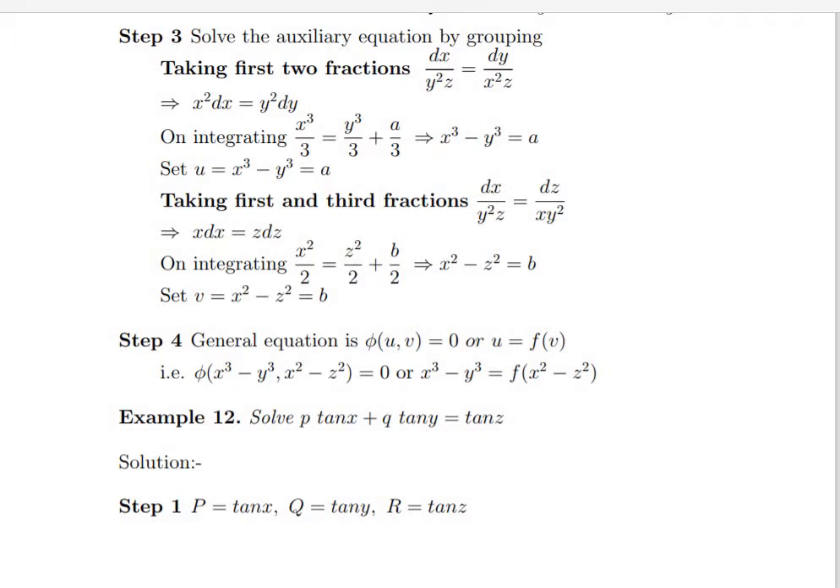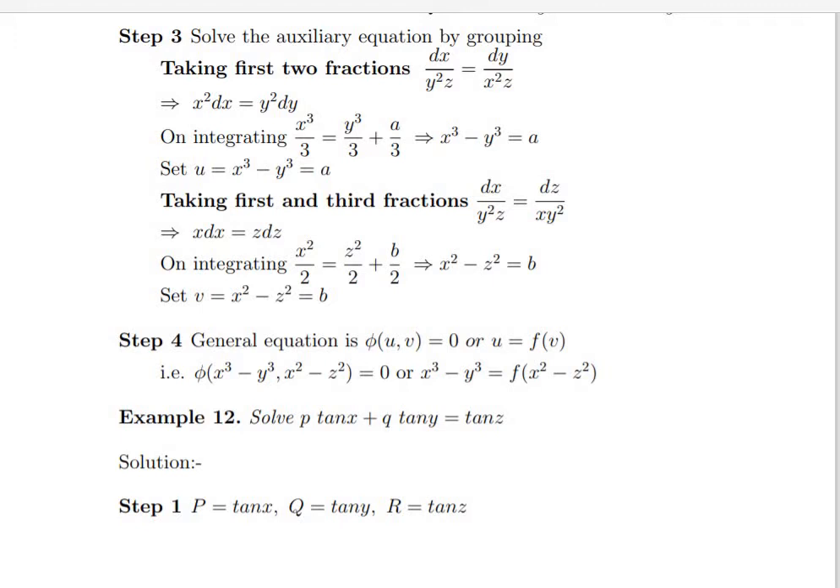Now we can apply the procedure of integration on the equation. After integrating, we will get x square by 2 equal to z square by 2, and here, to make the calculation simpler, we will take the integrating constant as b by 2. After that, we will cancel out the 1 by 2 by multiplying the entire equation with 2, and we will get x square minus z square equal to b. So we got v equal to x square minus z square equal to b.